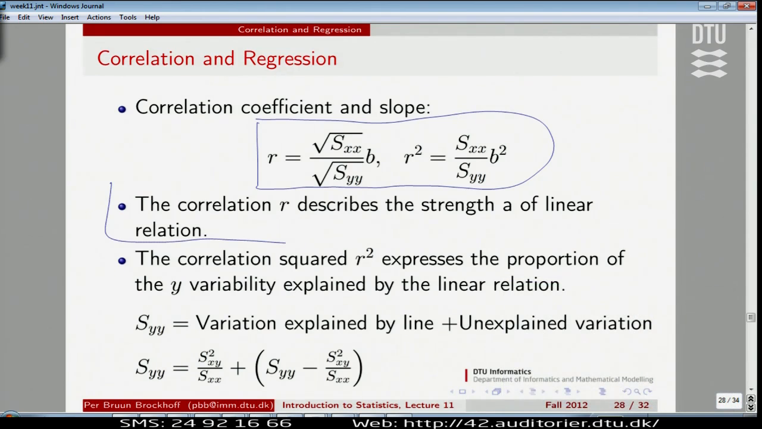This is a repetition. The correlation R expresses, as I've said previously, the strength of a linear relation. The B quantifies explicitly what it is, right? How does Y relate to X? 1 unit of X gives this change of Y on the units that we use of X and Y. R comes with no physical units. Beta comes with units, right? The Y units as a function of X units.